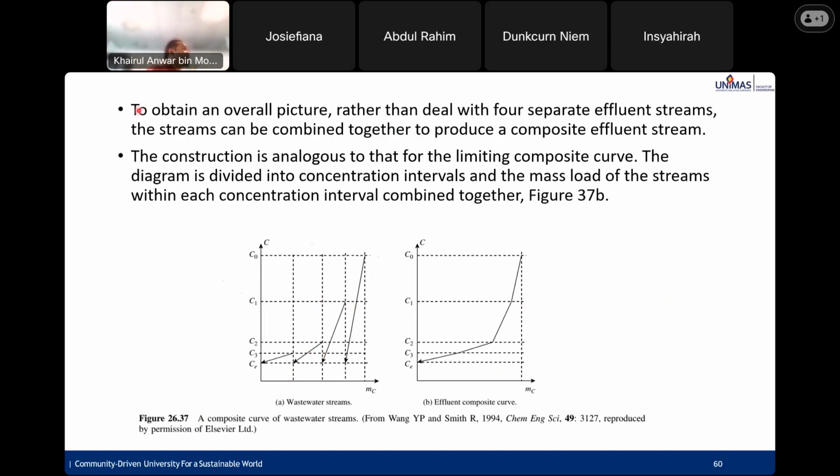To obtain an overall picture rather than deal with four separate effluent streams, the streams can be combined together to produce a composite effluent stream. The construction is analogous to that for the limiting composite curve. The diagram is divided into concentration intervals and the mass load of the streams within each concentration level combined together.